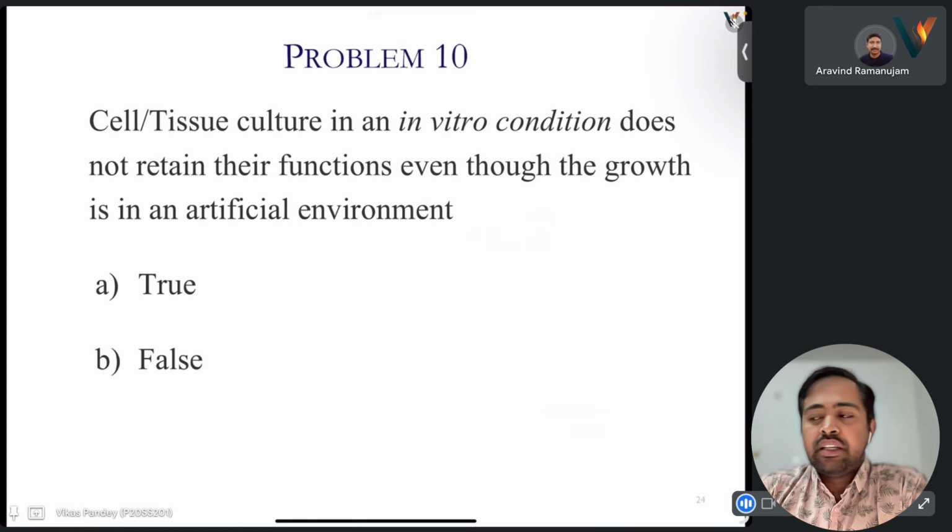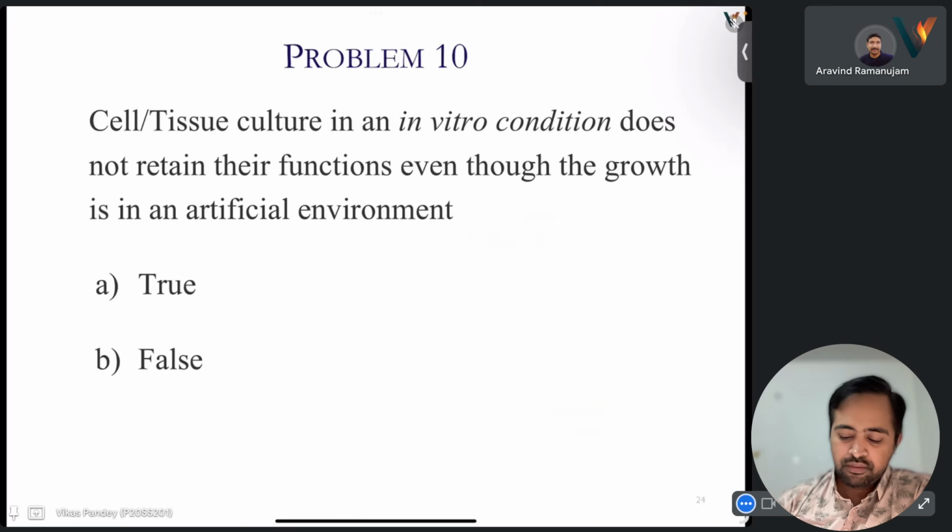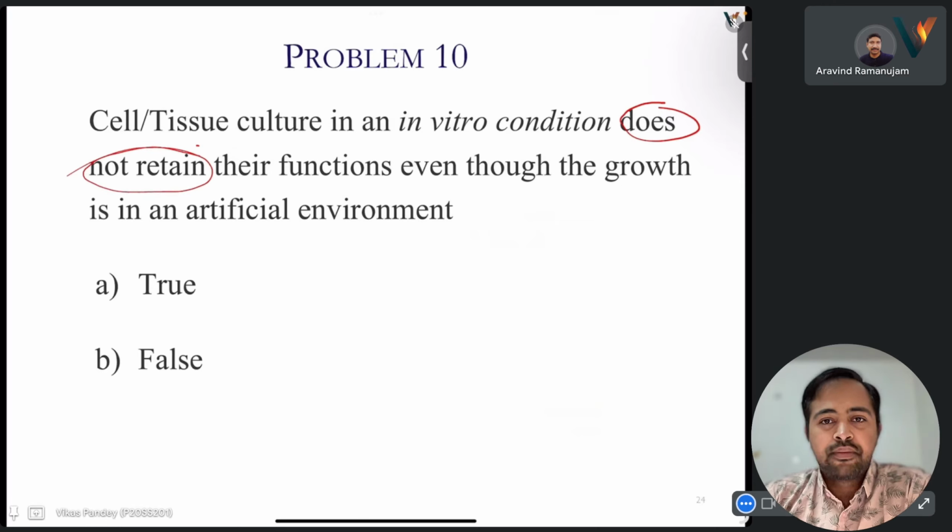Cell or tissue culture in an in vitro condition does not retain their function even though the growth is in an artificial environment. Is it true or false? So they do not retain their function. Is it true? Is there any idea, any answers to this?